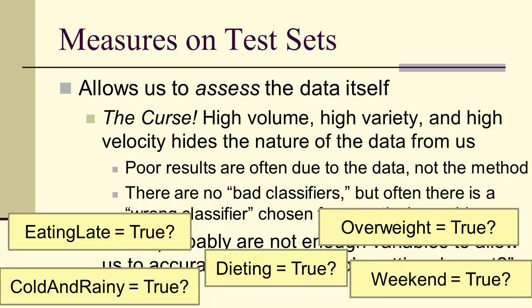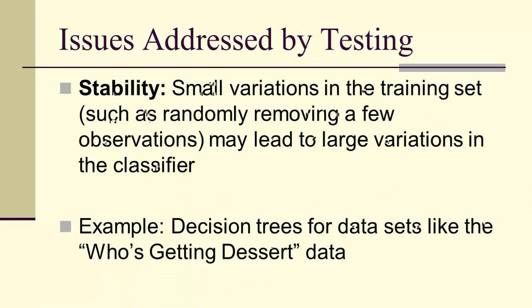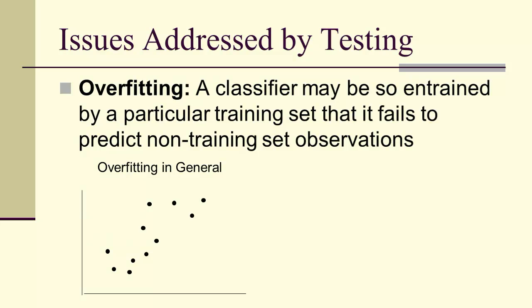So all of these influence the performance of the who's getting dessert data, but are not reflected in the data set. Now that leads to an issue of stability, or particularly instability. If we have small variations in the training set, then we could get large variations in the classifier or in the classifier performance. That's an issue of stability, and we've already seen it with the dessert data. Another issue we often address with testing is overfitting. A classifier could be so entrained to a particular training set it fails to predict non-training set observations, in particular those in the test set.